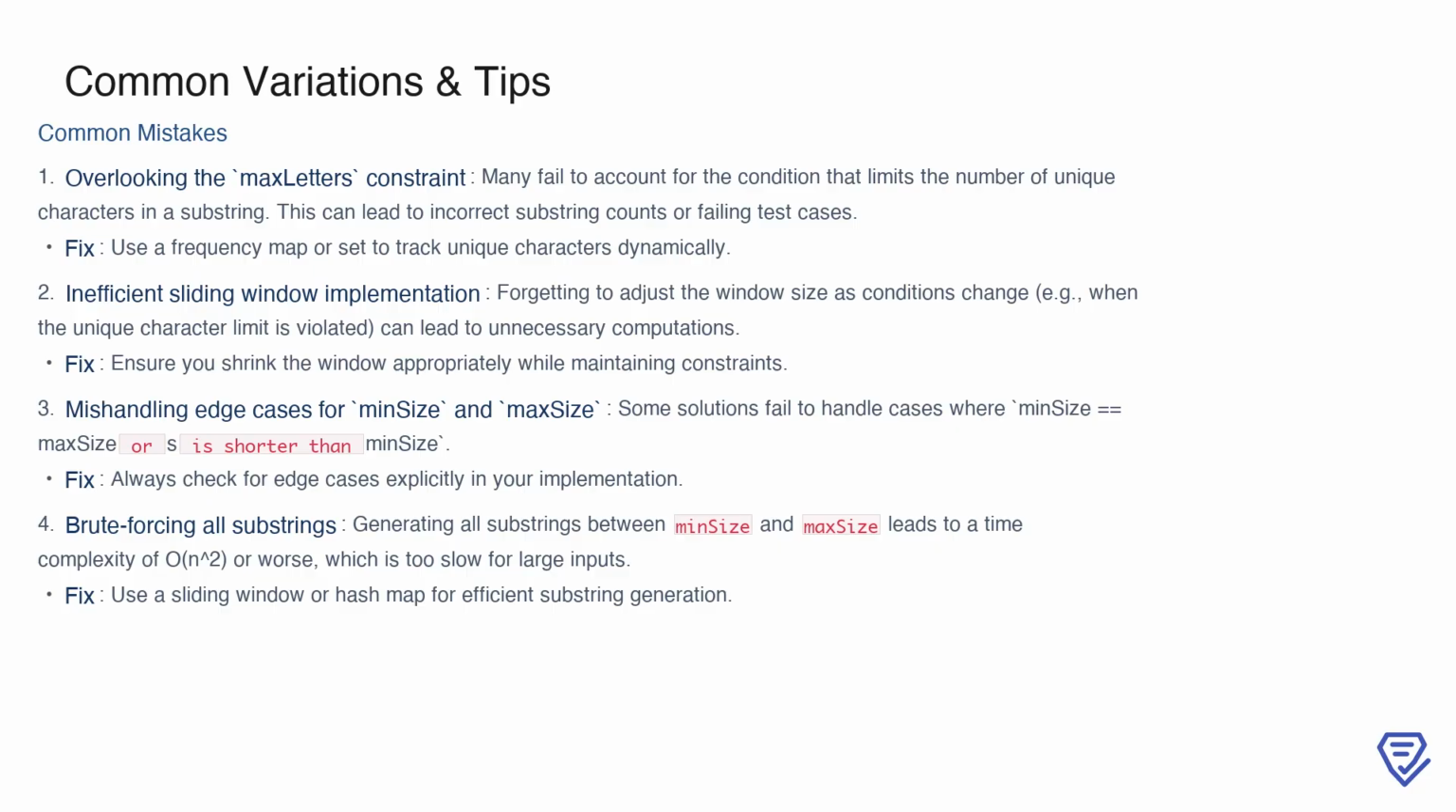Another mistake is implementing an inefficient sliding window. If you forget to adjust the window size when the unique character limit is violated, you may end up performing unnecessary computations. Always ensure that your window shrinks appropriately while still maintaining the problem's constraints.